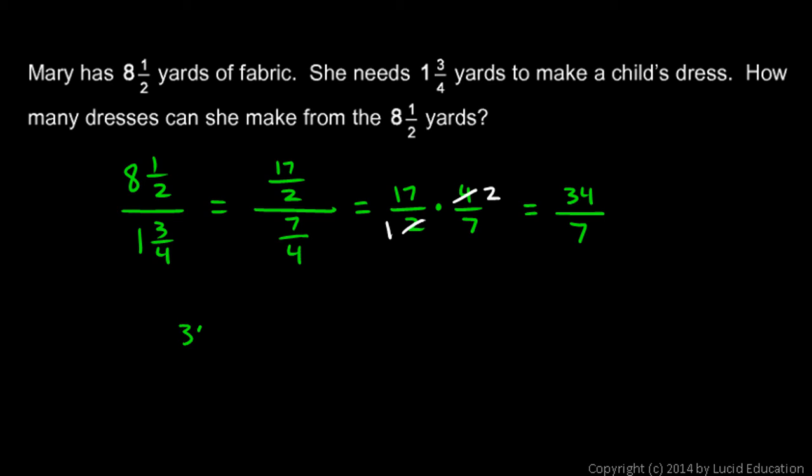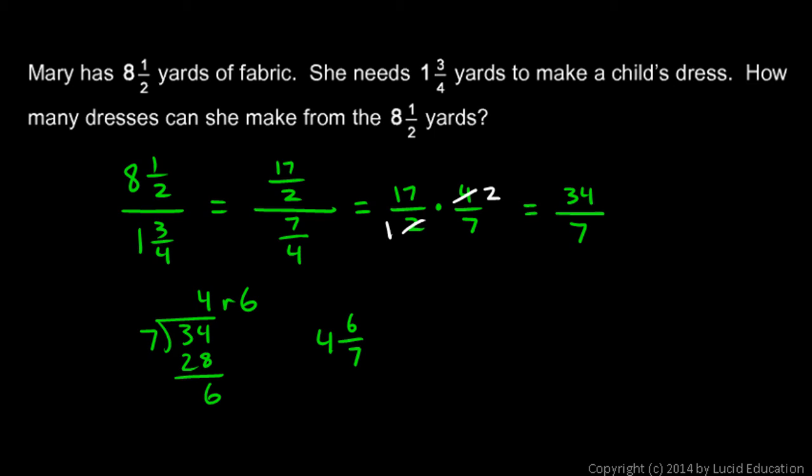34 divided by 7. We'll work out the division here. 7 will go into 34 4 times. So 4 times 7 is 28. I subtract, I get a remainder of 6. So it's 4 6/7 is the answer. That's how many dresses could be made from this fabric.